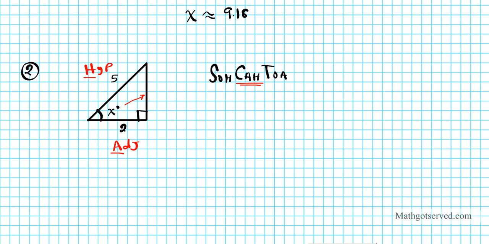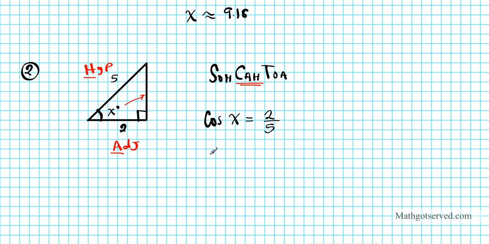All right, so let's set up the trig ratio. Cosine of the angle, in this case, the angle is x degrees. Cosine of x equals adjacent, which is 2, over hypotenuse, which is 5. Now, how do you get rid of cosine? We never divide by cosine. That's a common mistake most people make. You cannot divide by cosine.